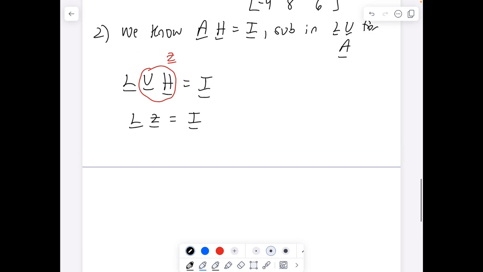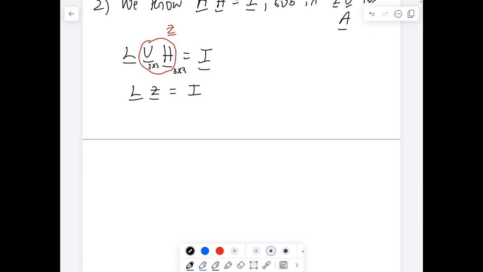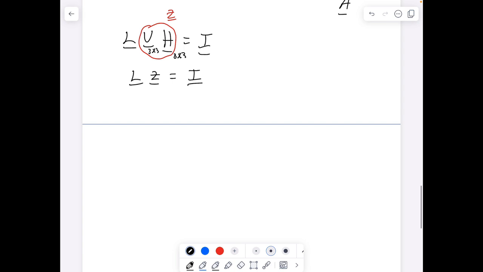Now I have to be careful. What's the size of Z? Well, U is 3 by 3. H is 3 by 3 because it's the inverse of A and it'll be the same size. Therefore, Z has to be 3 by 3. So this Z is 3 by 3.